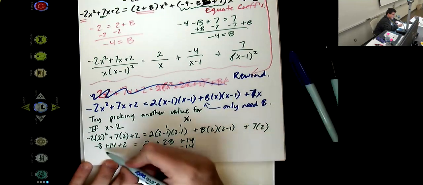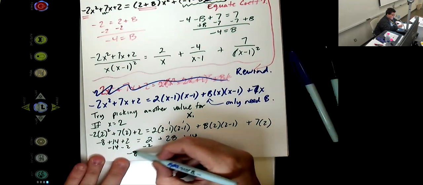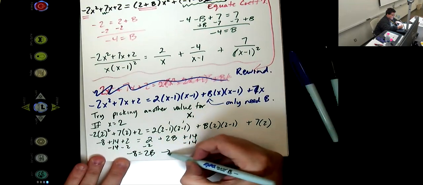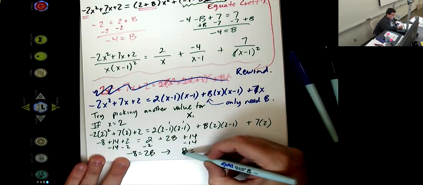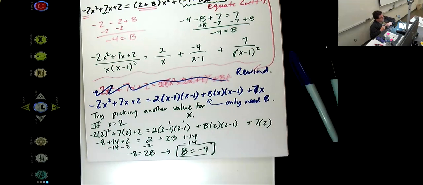Subtract 2 and the 14. I get -8 equals 2b. Divide by 2 and I get b equals -4. Which might be a little bit easier than multiplying all that out and equating coefficients.